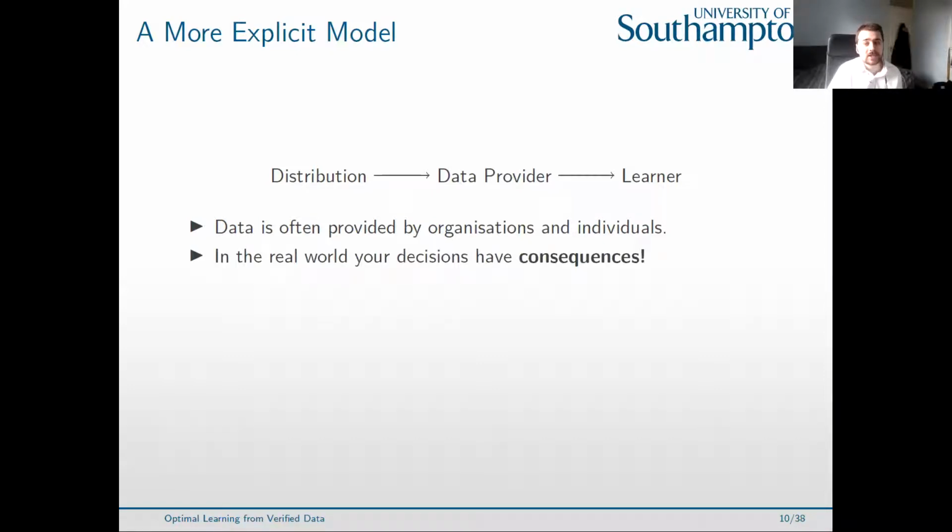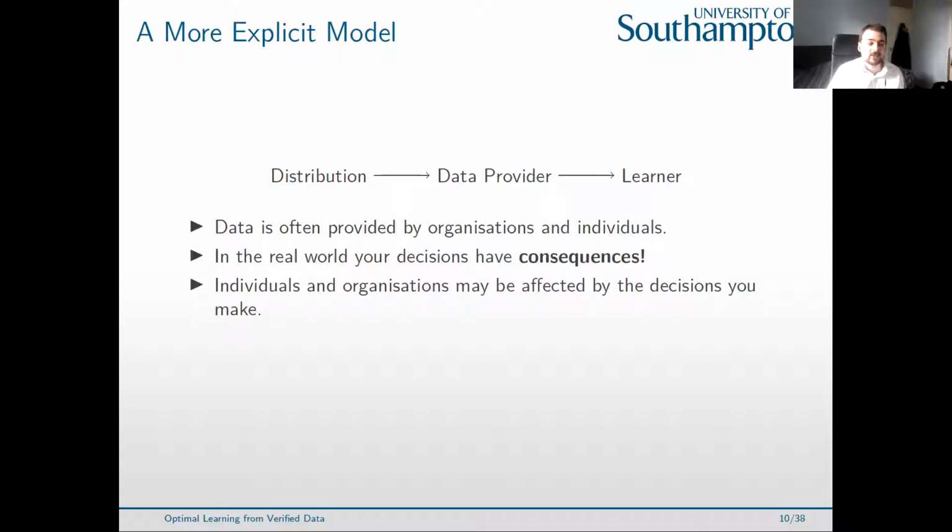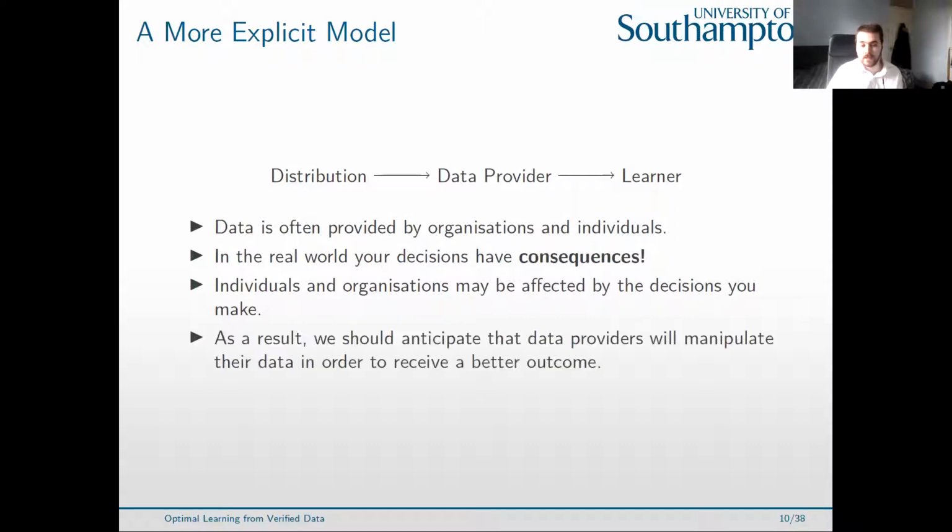And one thing to bear in mind is when you deploy machine learning systems in the real world, your decisions are going to have actionable consequences on these data providers. These are very likely going to be the individuals or organizations that are affected by the decisions you make with your machine learning model. So of course, these individuals are going to be motivated to manipulate their data in order to receive a better outcome in the future. Once you've chosen your model and once they realize the kind of decision-making rule you've decided upon, people are going to try to game the system.